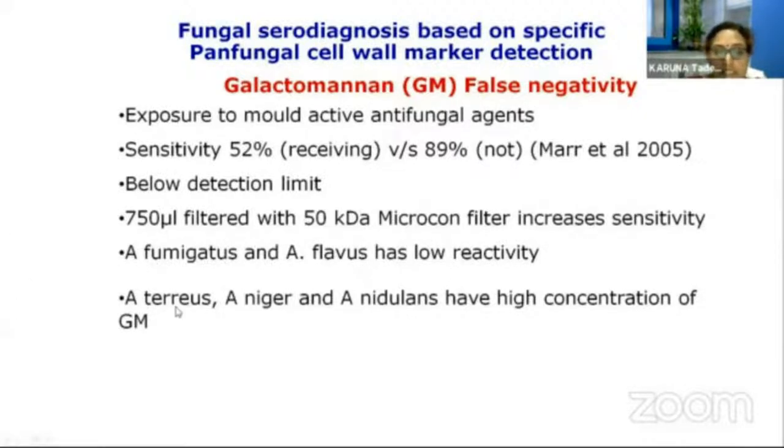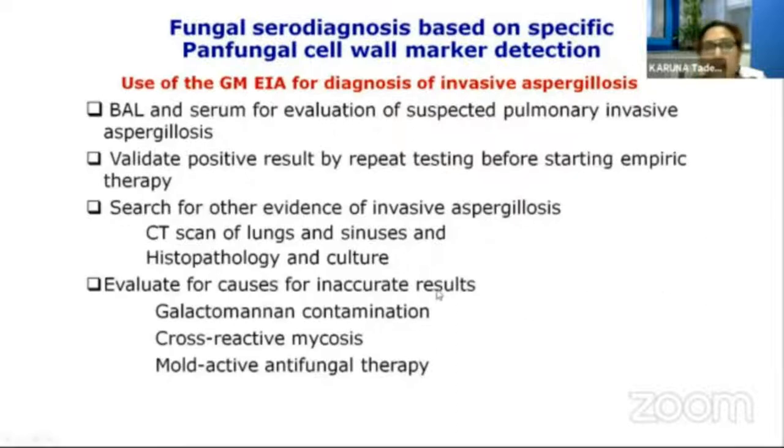Whereas Aspergillus terreus, niger, and nidulans have a high concentration of galactomannan, and with them the results are good if you are performing galactomannan. So if the infection suspected is because of these agents, the results will be good. Now, BAL and serum have both been validated and evaluated for suspected pulmonary invasive aspergillosis, and a positive result can be validated by repeating the test before starting empiric therapy.